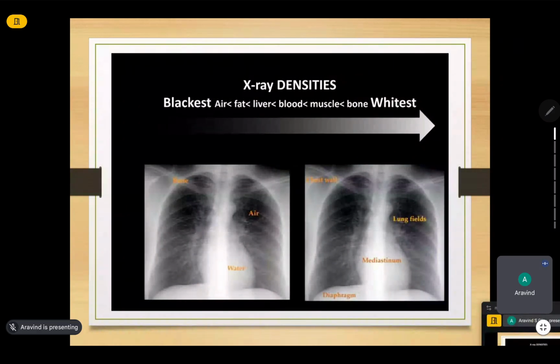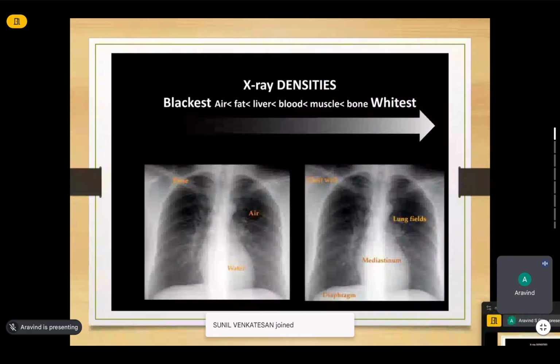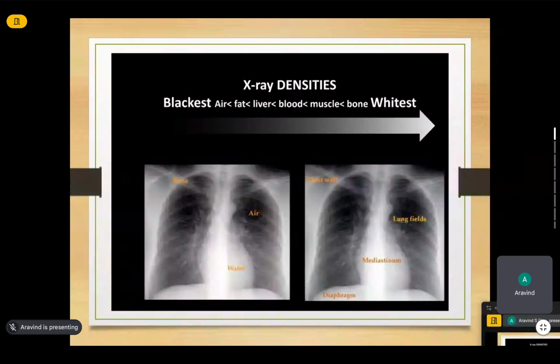So this being said, each structure has its own capability to absorb radiation. If they absorb radiation in a very good manner, they appear to be dense. If a structure is dense, it appears whitest. If a structure doesn't absorb the radiation properly, it appears to be less dense. If it is less dense or lucent, it appears black.